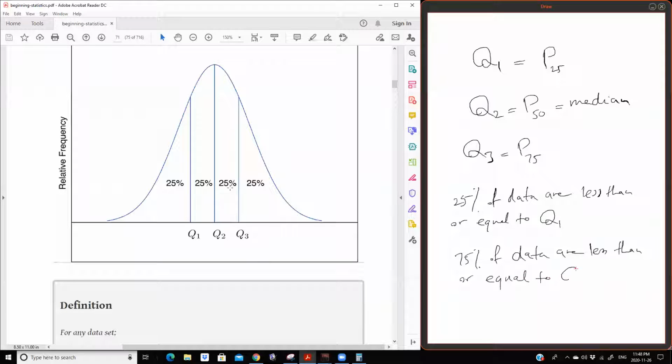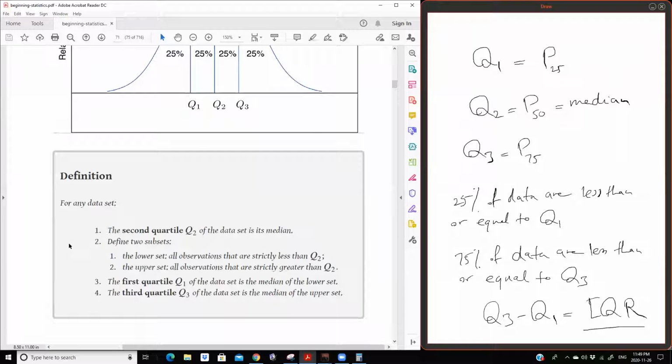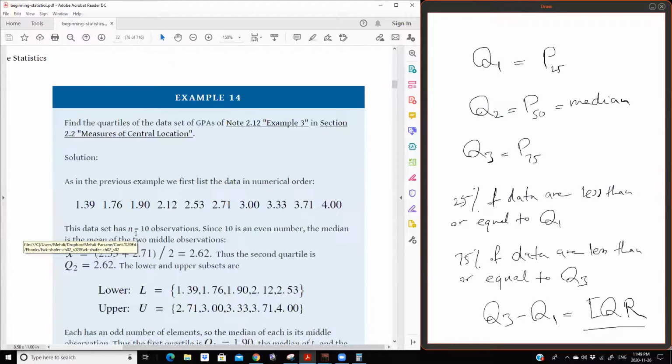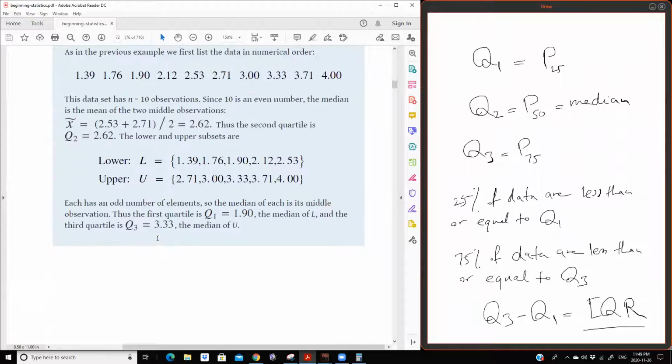And you know that if you do Q3 minus Q1, you get something called the interquartile range, which is a measure of variety. If you have data with a bigger interquartile range, then the data has more variety. If the interquartile range is smaller, then you have less variety. So here you have the definition for the 3 quartiles, and I'm going to show you how to calculate these quartiles.